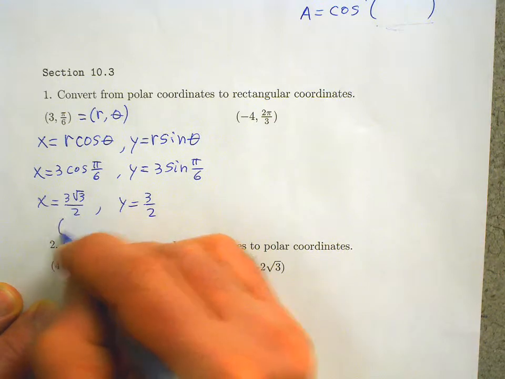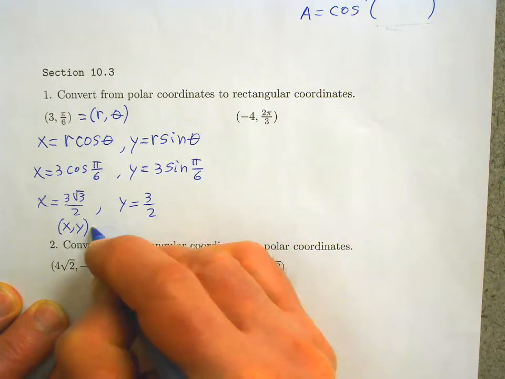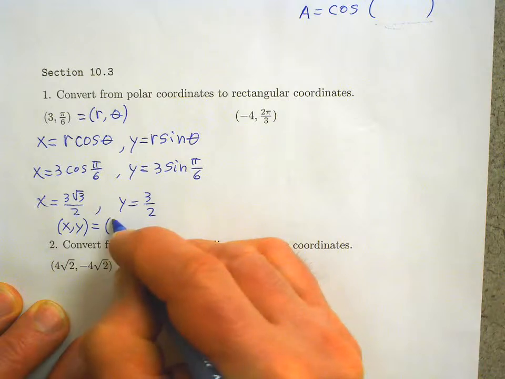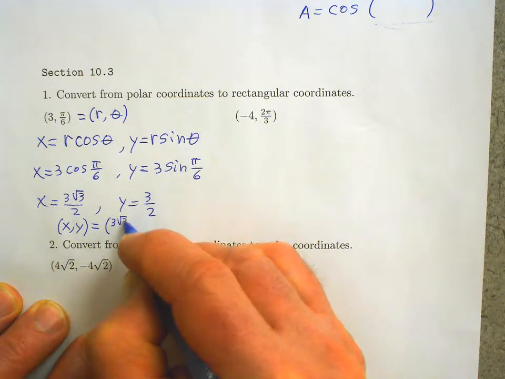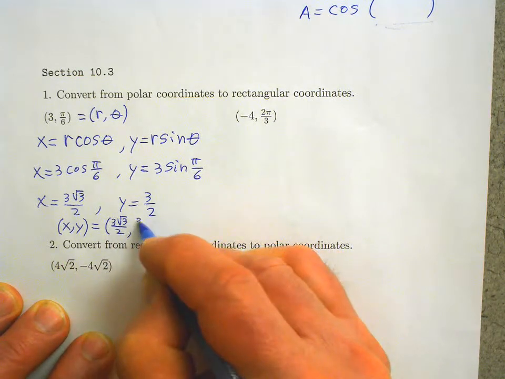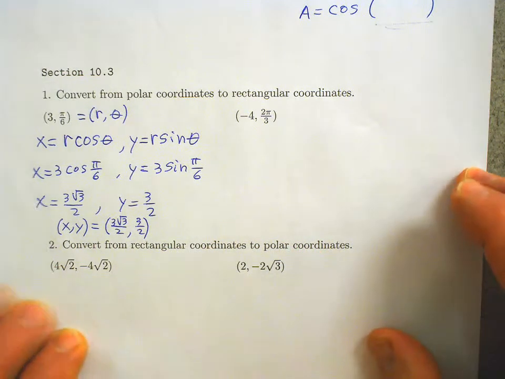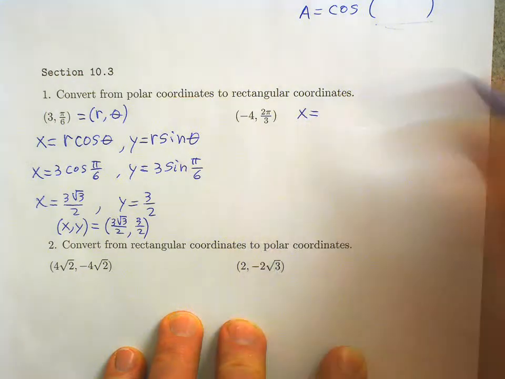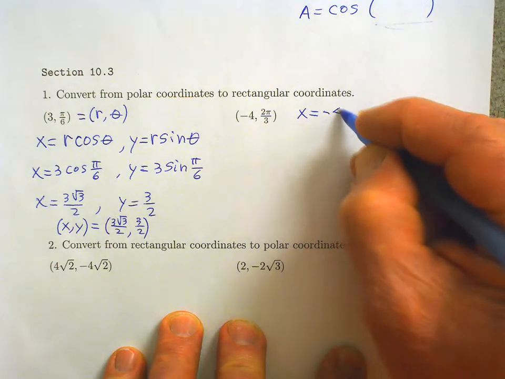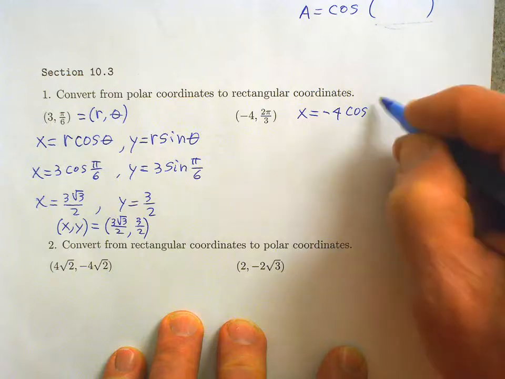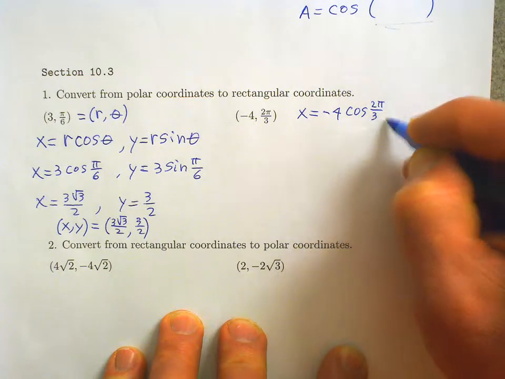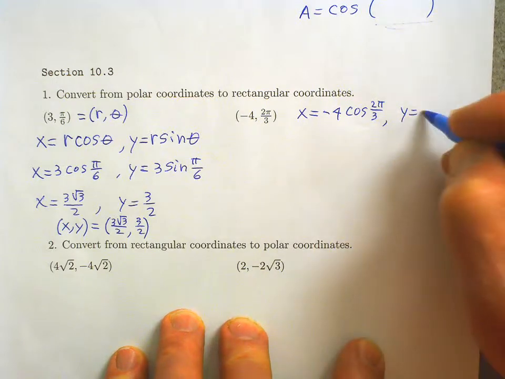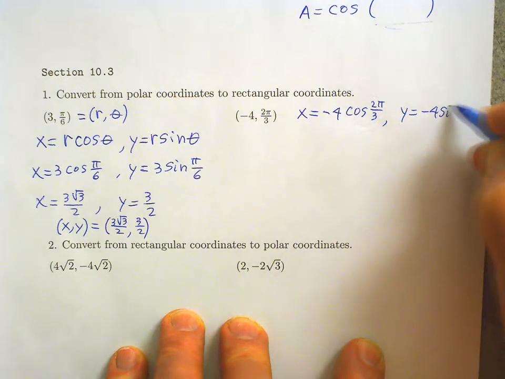So I suppose we write x, y as an ordered pair. The x-coordinate is 3 times the square root of 3 over 2. The y-coordinate is 3/2. Okay, so the same thing over here. x is r times cosine of the angle. Theta is 2 pi over 3. The y-coordinate is -4 times sine of 2 pi over 3.